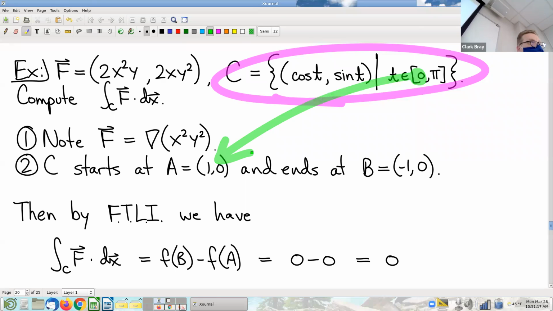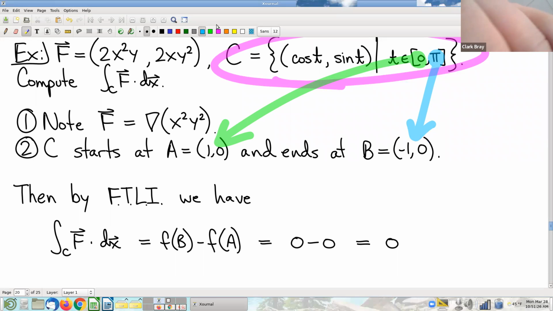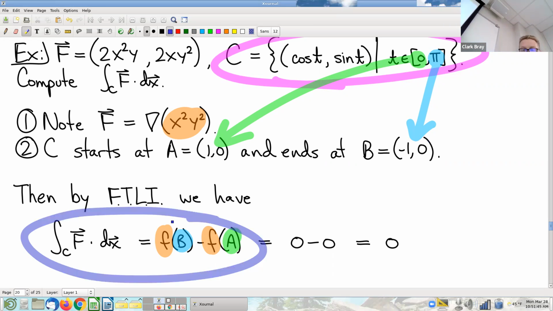It starts at the point (1, 0). It ends at the point (-1, 0). And so f of b minus f of a, right? We take our function here, whose gradient we're computing the line integral of. We plug in the endpoint, we plug in the starting point, we subtract. The fundamental theorem of line integrals tells us that that is f of b minus f of a, and bam, we win. I didn't have to deal with any trig.